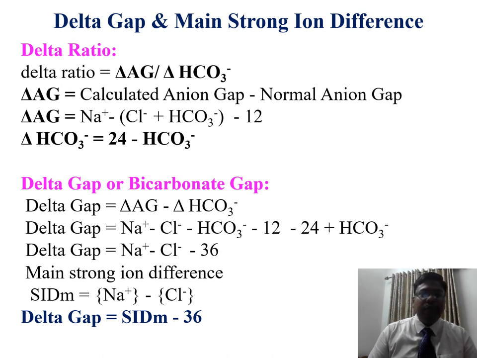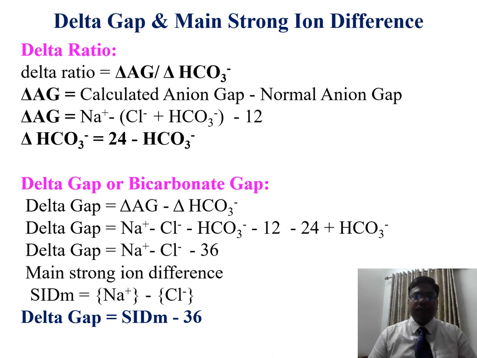So if you substitute, we will get sodium minus chloride plus bicarbonate minus 12. Similarly, delta bicarbonate is equal to 24 minus bicarbonate. So 12 denotes a normal anion gap, and here 24 denotes a normal value for bicarbonate. So delta gap or bicarbonate gap is equal to delta anion gap minus delta bicarbonate. If we substitute, we will get the answer sodium minus chloride minus 36.